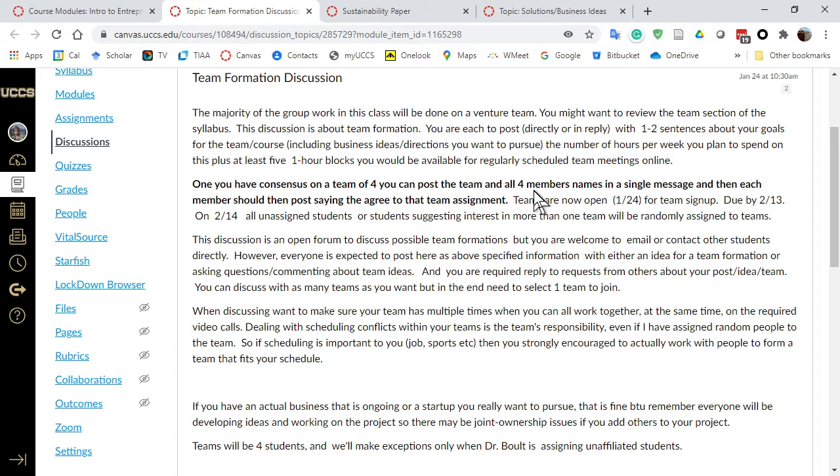So as you go through this discussion, you're going to find a team of 4. And once you have all 4 team members, you need to go back in and list all the 4 team members. Somebody's going to take the lead and say, okay, we're looking for our team of 4, and we have Bobby, Susie, Nancy, and Sam. That's our 4 people. And then each of those 4 people have to post a message after that saying they agree to be on that team. Agreement to be on a team is a two-way street. Everyone's saying, I want to be on that team at the same time.